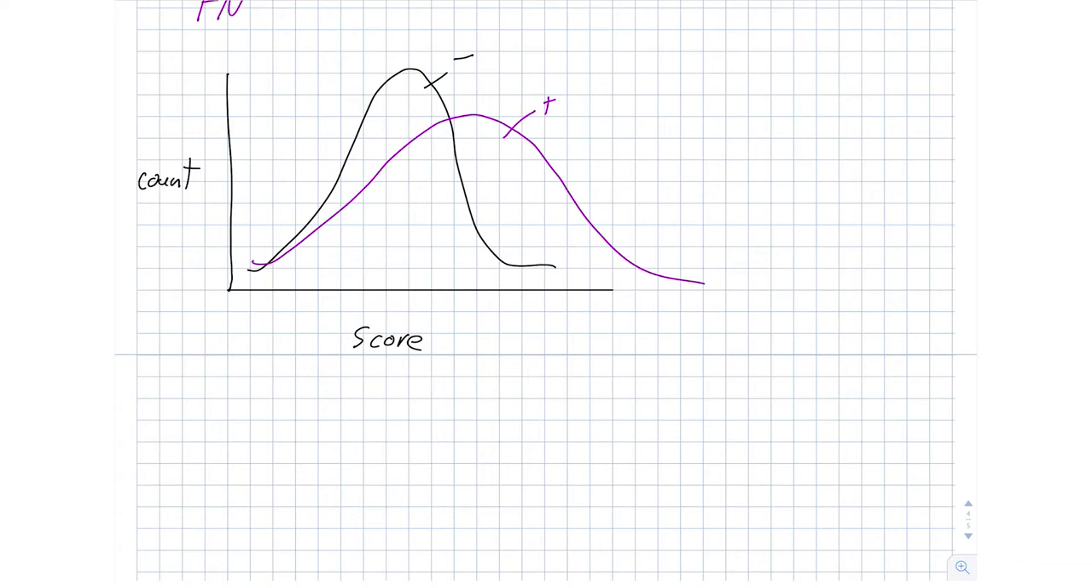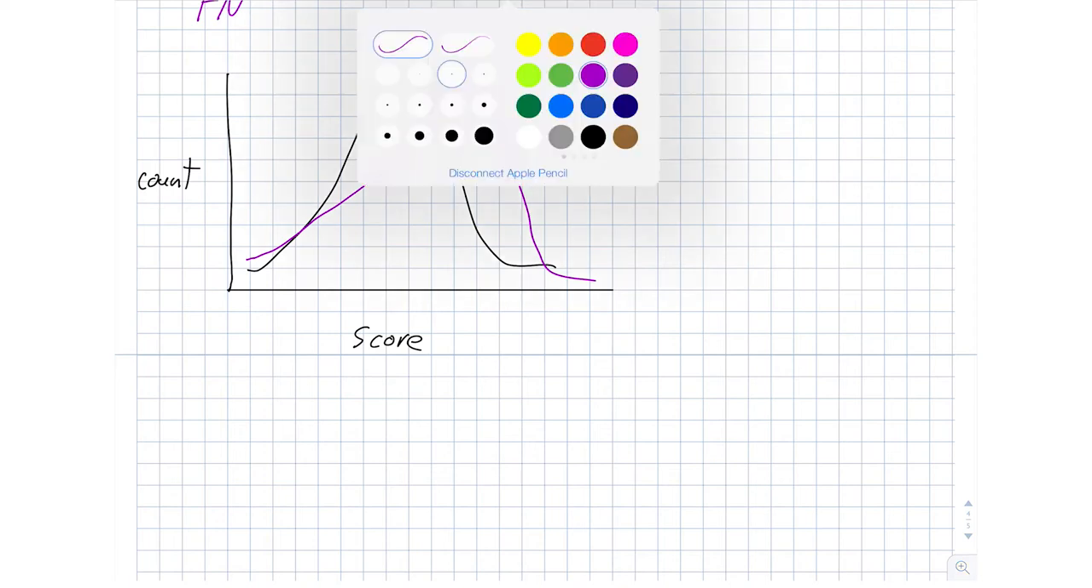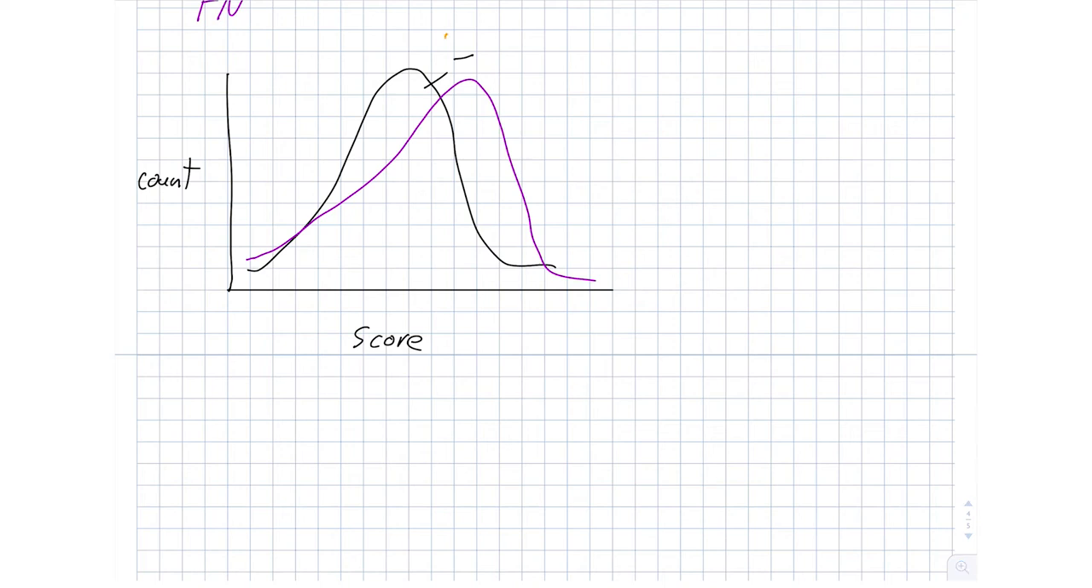It's even harder if instead my positives had a distribution that looked like this. So perhaps the ideal place to draw a threshold could be right at that spot between the two hills. But the point is that no matter where we put this threshold, especially in this case, we're always going to be making some amount of errors.